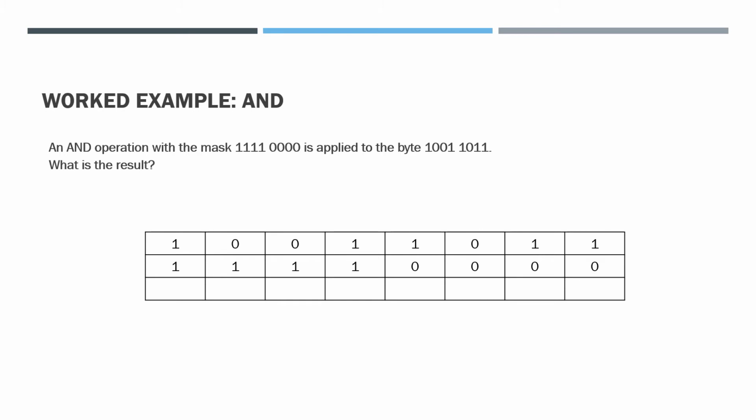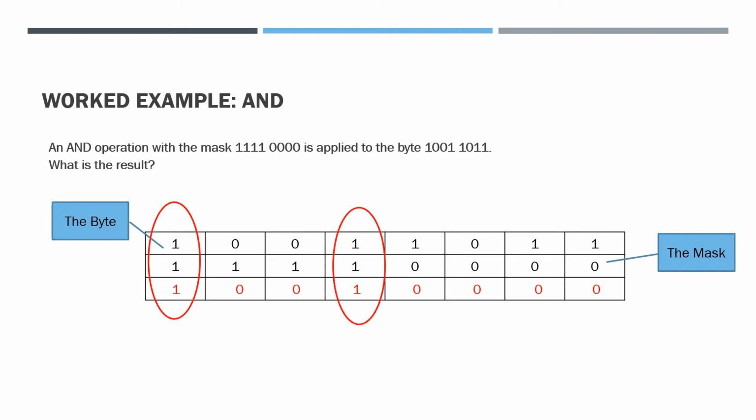We write down the 2 bytes. It doesn't actually matter which way round we do it, but we typically do the byte first and the mask second, and then we're going to use the AND operator. So we're looking down each column just like we did when we were doing binary addition, but this time we're doing AND. So that's the byte, that's the mask, and if we look down each column we can see that we only write a 1 in the 2 cases where both of the bits are 1s. In every other case we write a 0.